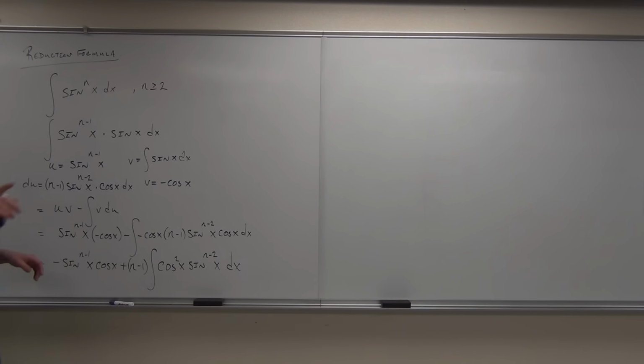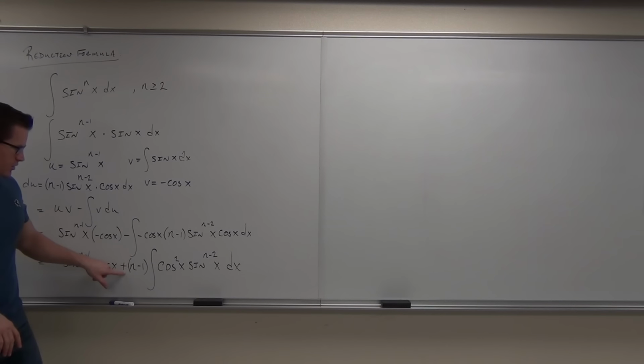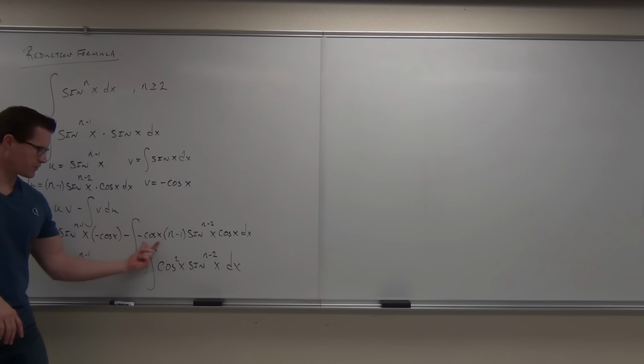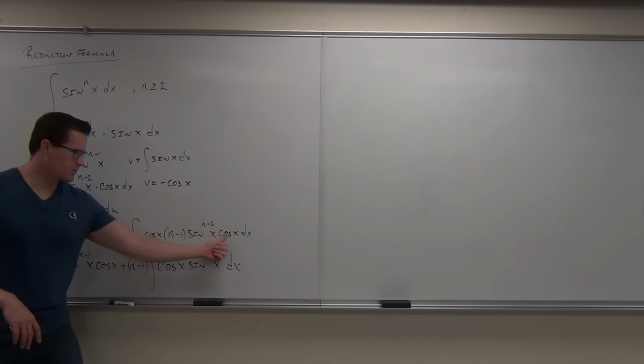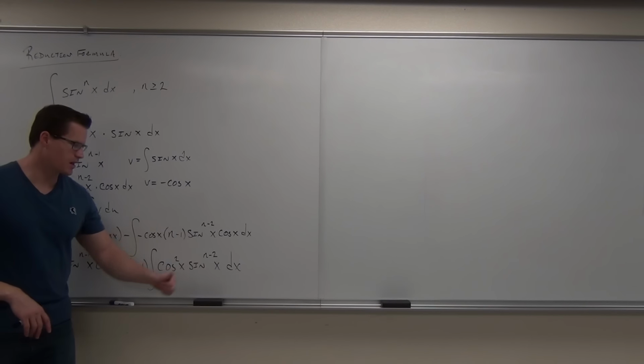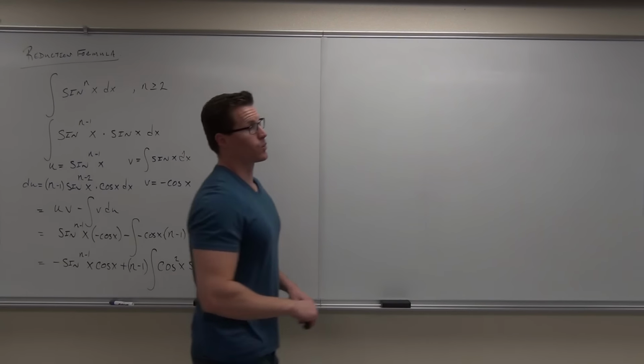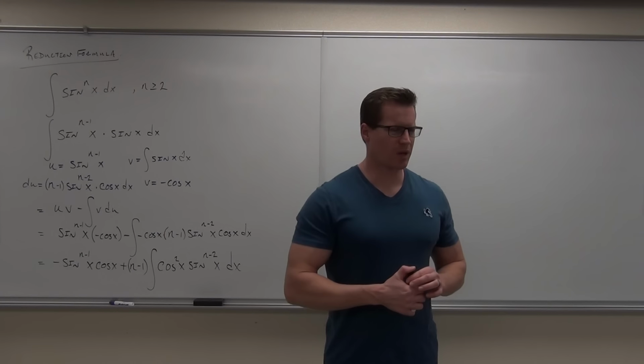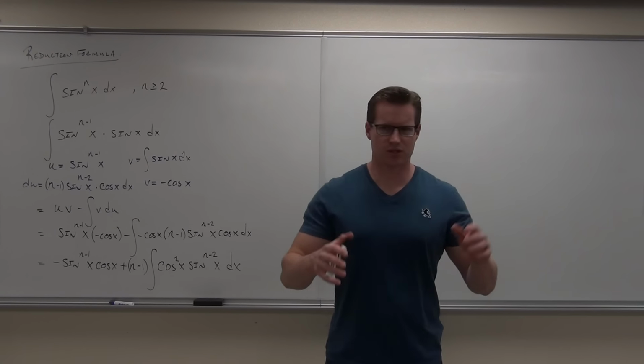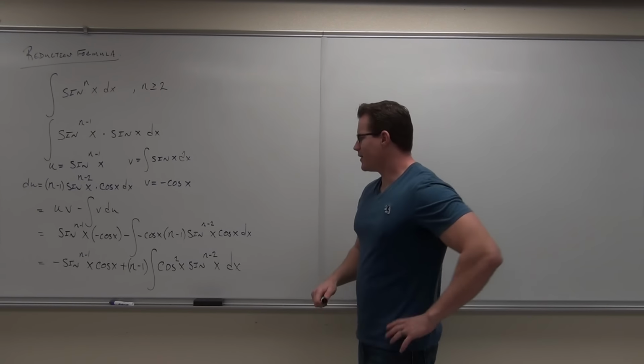Let's see what we've done. Negative comes out, that should be easy. This becomes a plus, no problem. This is a constant, pull it out in front of your integral. Cosine x is cosine squared x, and then sine to the n minus 2 power of x. Not sure if you're okay with that one. Are you still okay? Okay, it's just a little bit of algebra that we've done.